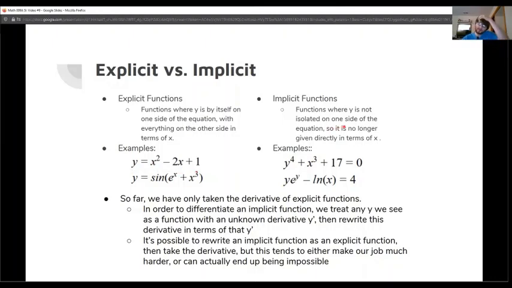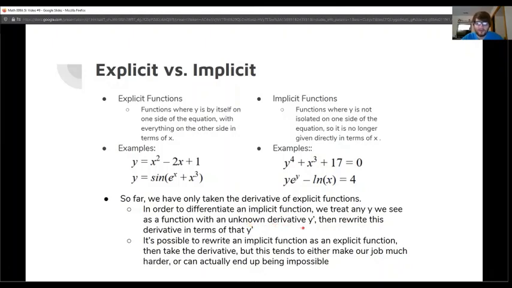But implicit functions are functions where y is no longer isolated on one side of the equation, and it's not given as a direct equality of something in terms of x. So here we have y to the 4th plus x cubed plus 17 equals 0, or something like y times e to the y minus natural log of x equals 4. So here we see y is kind of dispersed among everything else and is no longer just y on one side equals whatever's on the other, right? So far, we've only taken the derivative of explicit functions, and taking derivatives of implicit functions isn't all that different. All we have to do is treat any y we see as a function with an unknown derivative y prime.